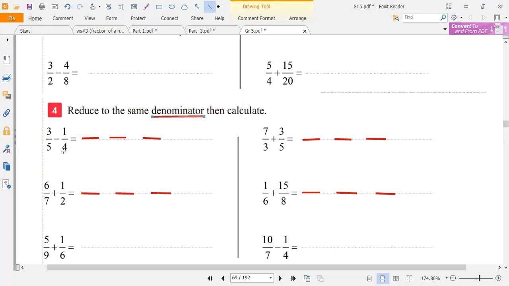5. Is 5 a multiple of 4? No. So what we have to do? If the numbers are next to each other, we multiply them by each other. 5 is next to 4, so we multiply them by each other. We multiply the first fraction by 4 and the second fraction by 5.